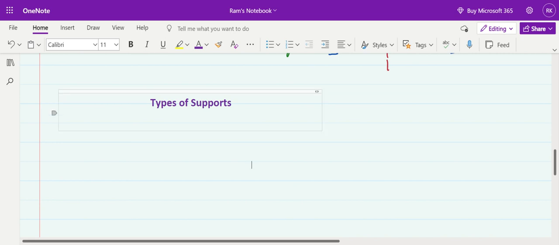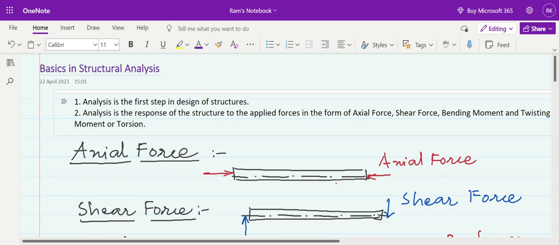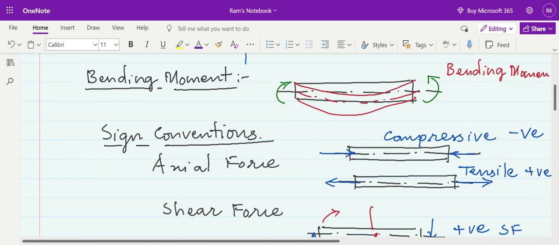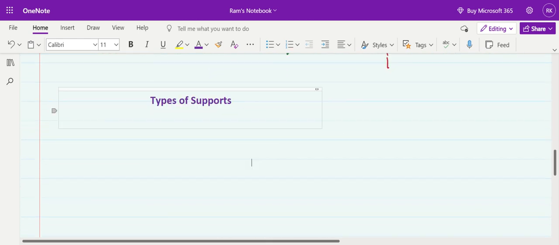If you remember, in our previous lecture, we have seen what we mean by axial force, shear force, and bending moment, and what the sign conventions of these are. And basically, we have seen what we mean by analysis and what the role of axial force, shear force, and bending moment is in analysis.